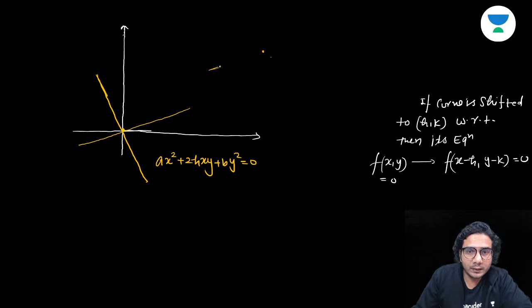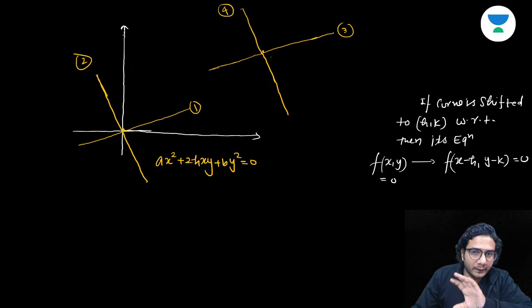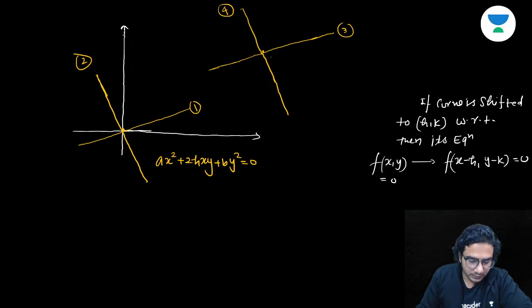So this line will become like this, and the second line will come like this. So lines are parallel, right? This first line, this is third line. Okay, first and third are parallel, second and fourth are parallel, right? You can see that. I have not rotated the curve, I have just translated, okay, keeping them parallel.